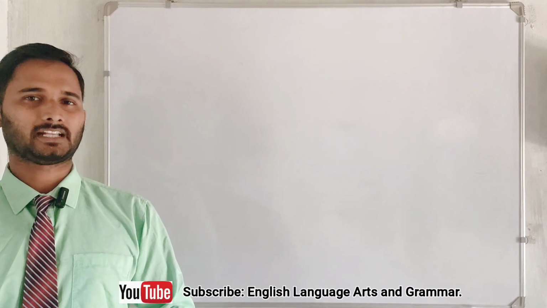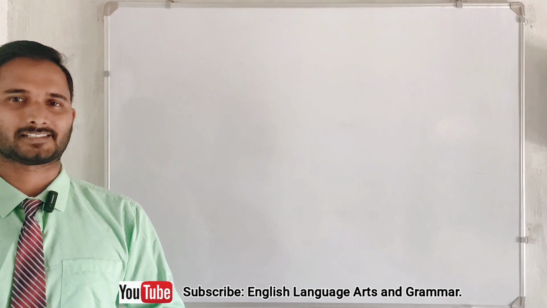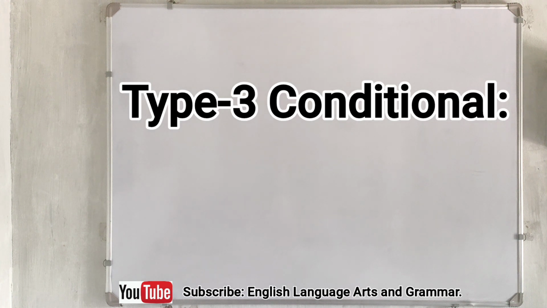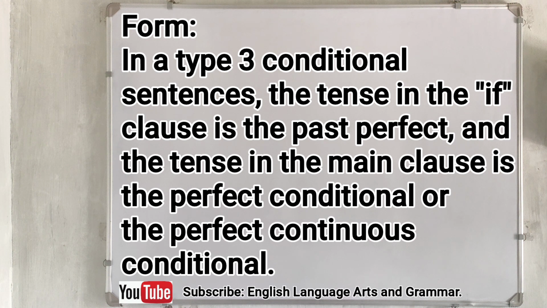Let us learn now the type 3 conditionals and its sentence construction and its uses. Type 3 conditional. The third conditional is used to imagine a different past. We imagine a change in a past situation and a different result of that change. Let us learn the form and some functions of it.